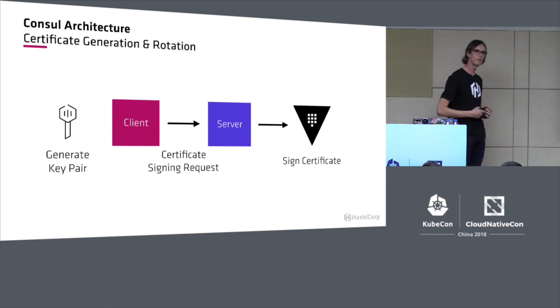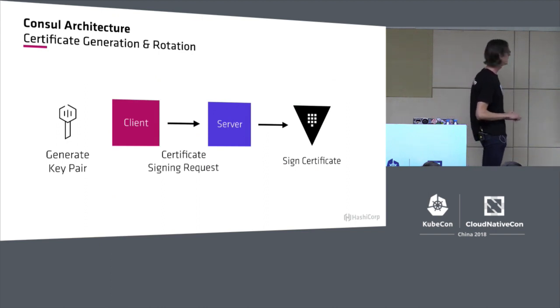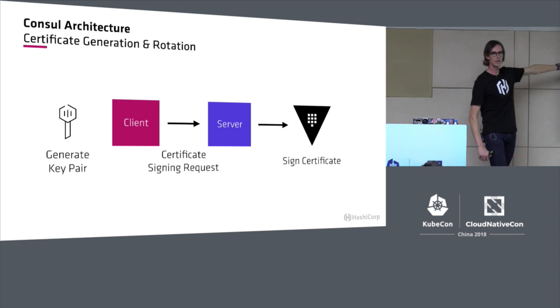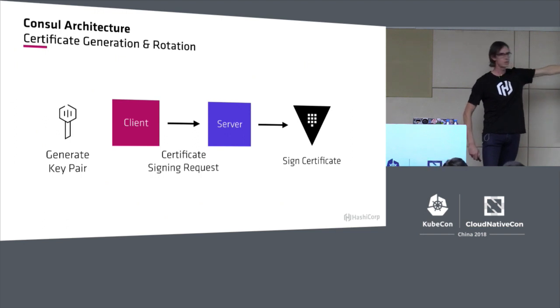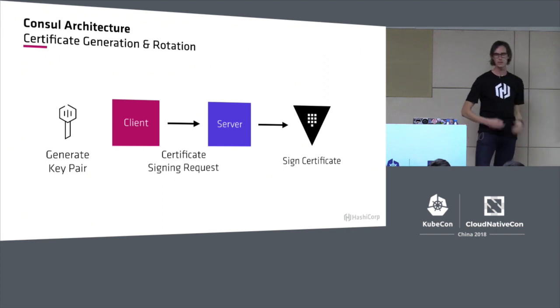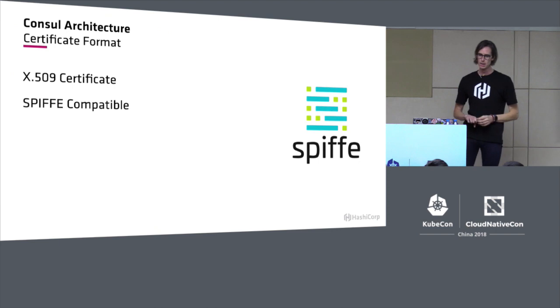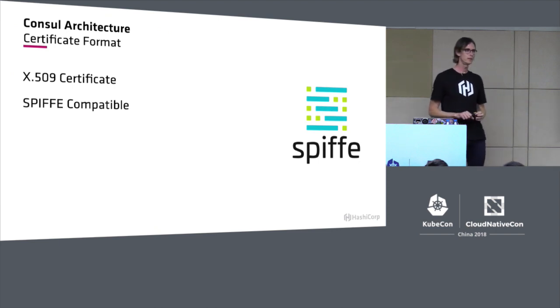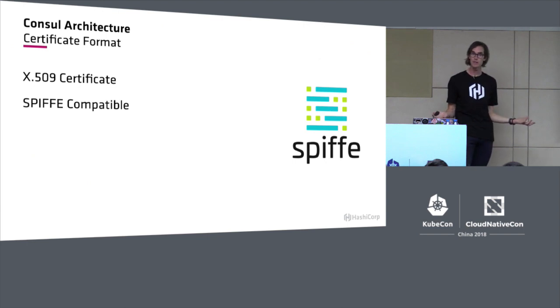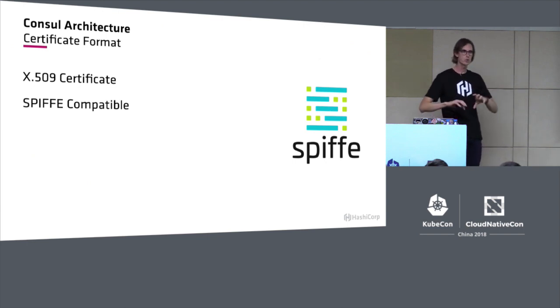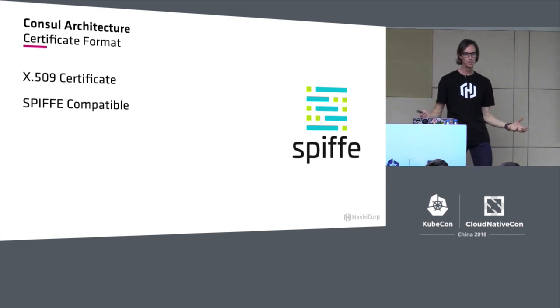A quick overview of how it works is that the client is going to generate the key pair. It sends that request to the Connect server for signing, and potentially, if you're using Vault, it'll forward it on. But then that's going to sign your certificate. We use the SPIFFE standard. Really pleased that SPIFFE has made it into the CNCF. I think it's a wonderful initiative to try and standardize identity.